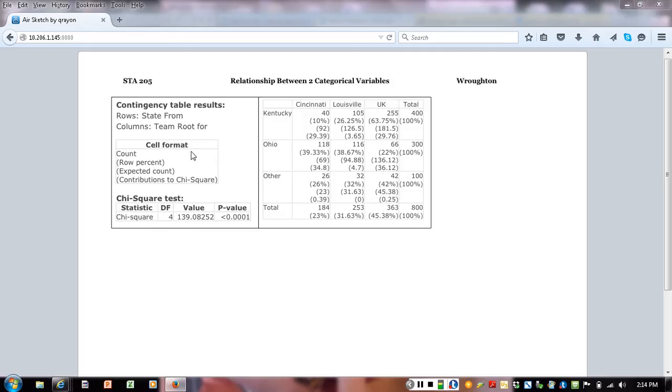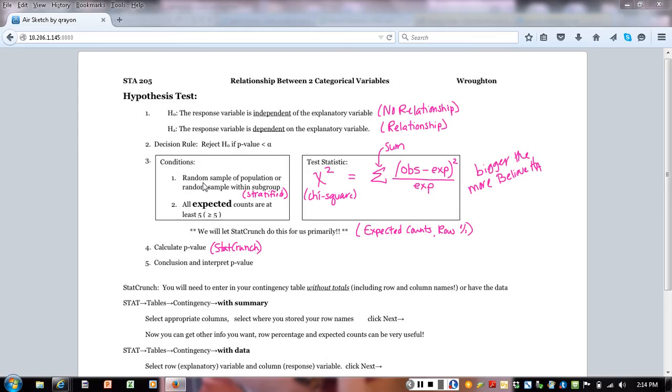When we get output from Statcrunch, we're going to first get what we call the cell format. When I look at each of these individual cells, each of these little blocks is called a cell, it tells us what each number is. The first one is the count, or here the observed count. The row percent is the next number. The third number is your expected count. We should have seen all three of these numbers before. And the last one is called a contribution to chi-squared. That piece is calculated just for that individual cell, because we're going to sum them up then.